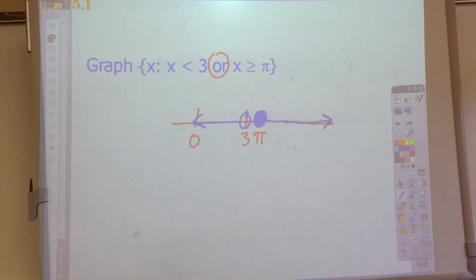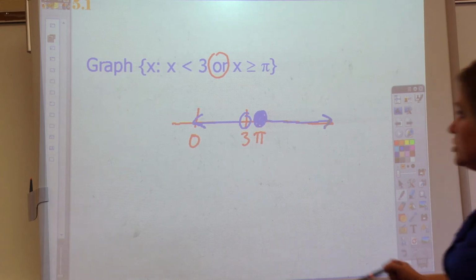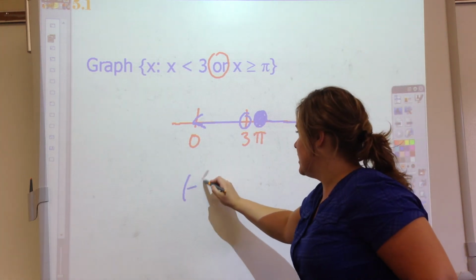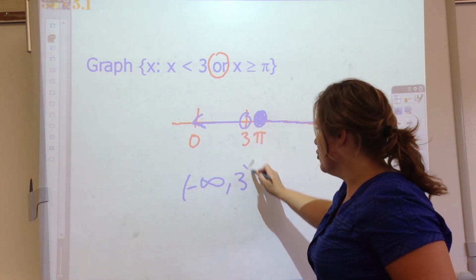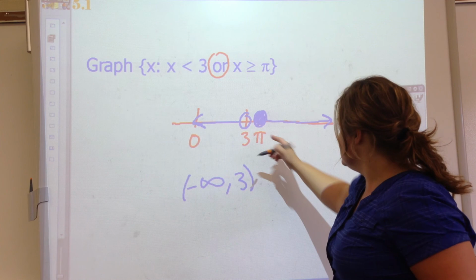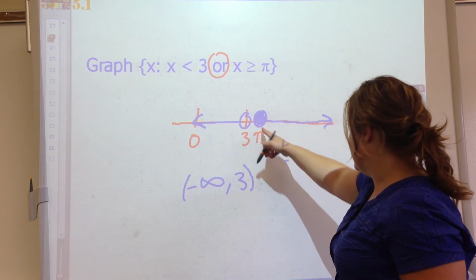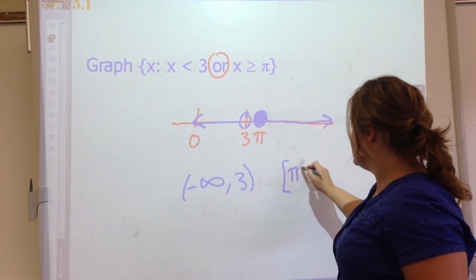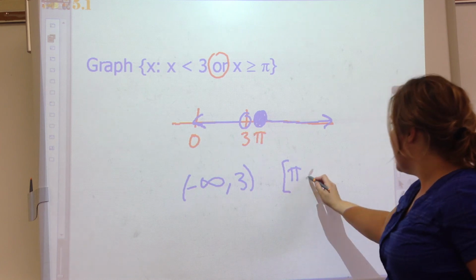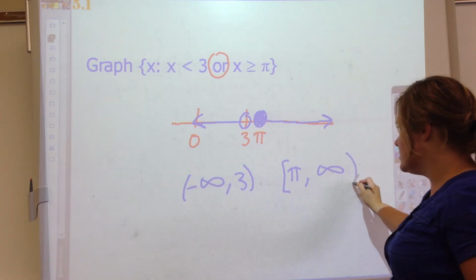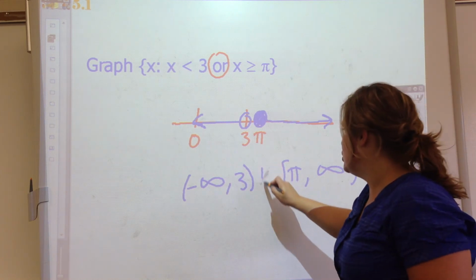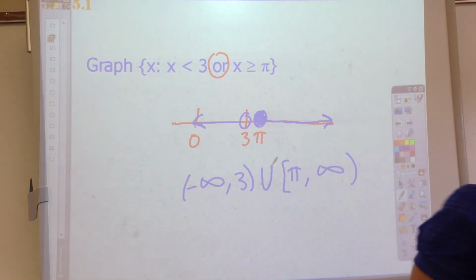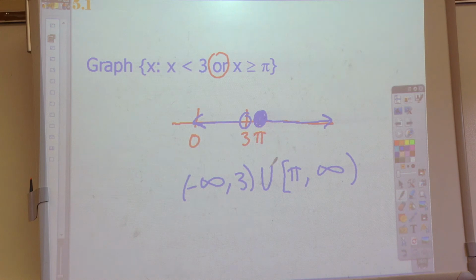If I had asked you to write it in interval notation, you would have started off at negative infinity, gone all the way to 3. It's not equal to it, close it with a parenthesis. And this graph would have started at pi. It's equal to it, so we use a bracket, and gone all the way out to positive infinity. And since those two things aren't connected, we would need to union them. Remember that or is a union statement and and is an intersection.